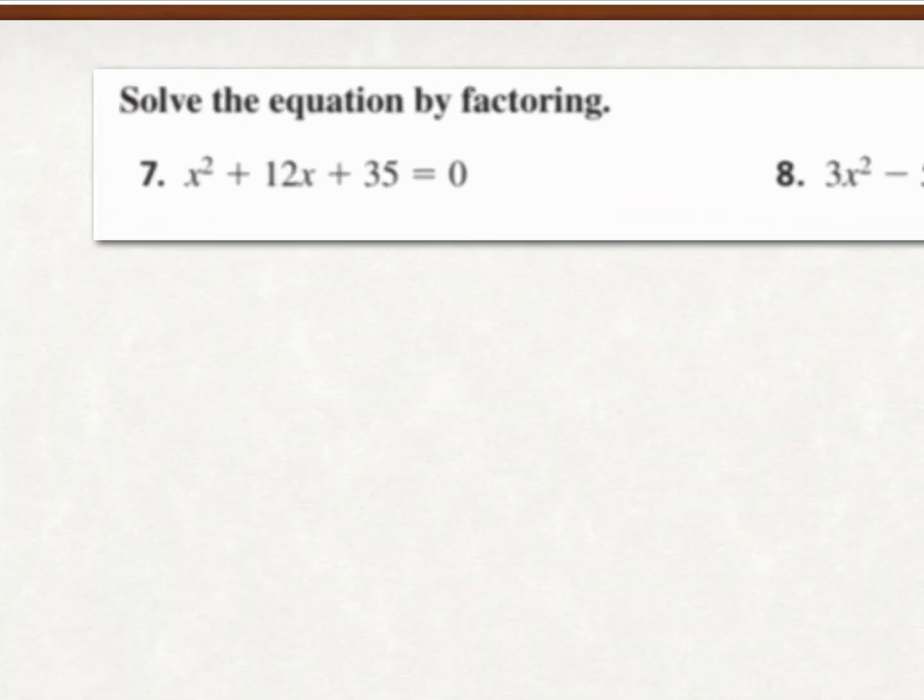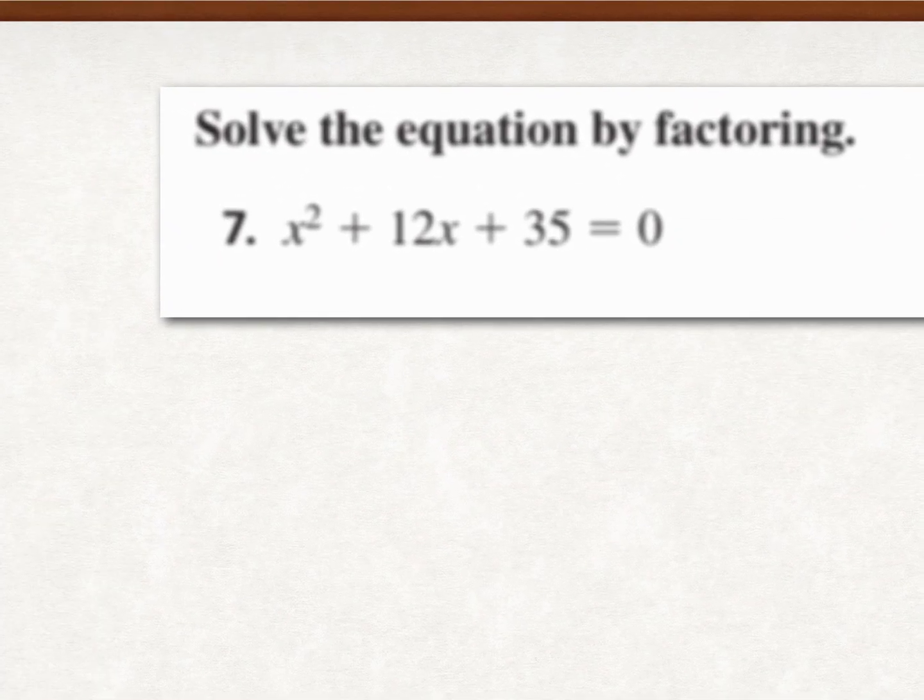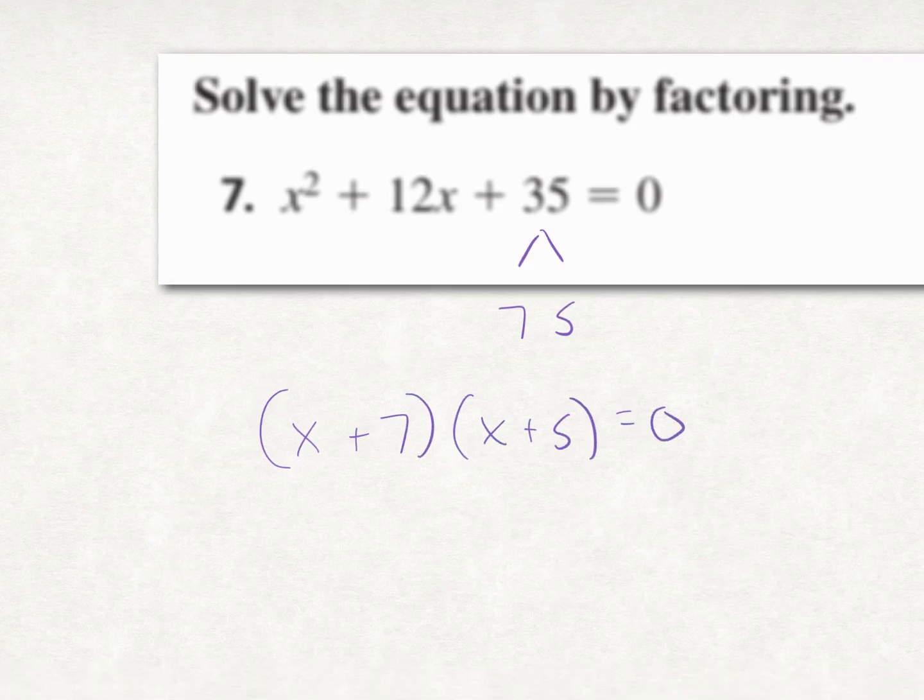All right, next let's look at 7. So again, solving by factoring. What are 2 factors of 35 that add to 12? 7 and 5. So x plus 7, x plus 5 is equal to 0.